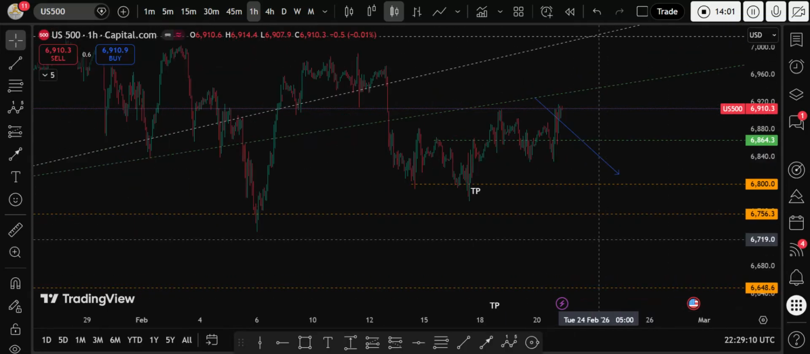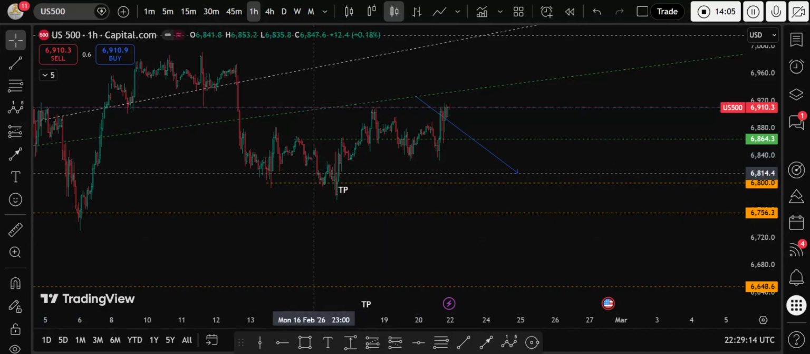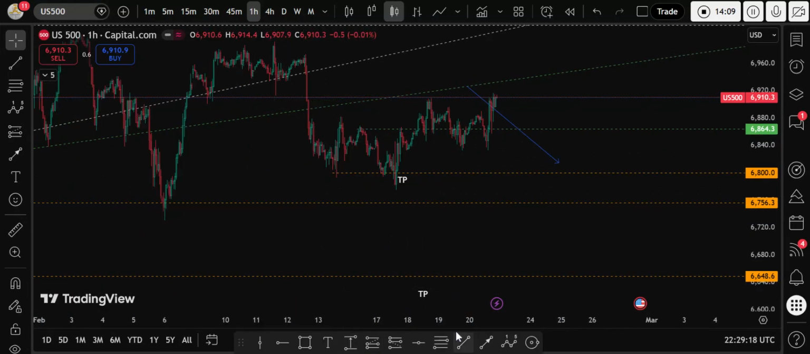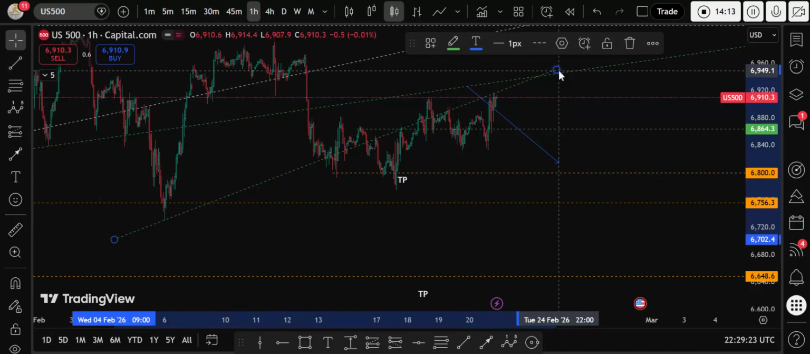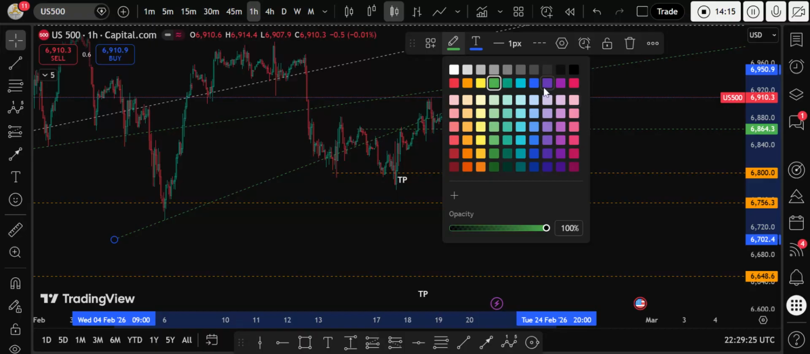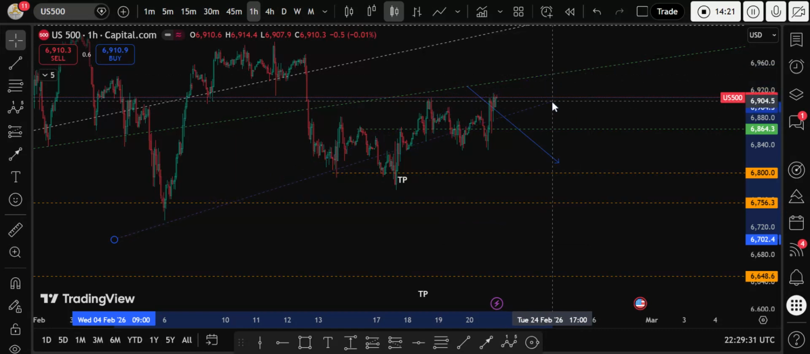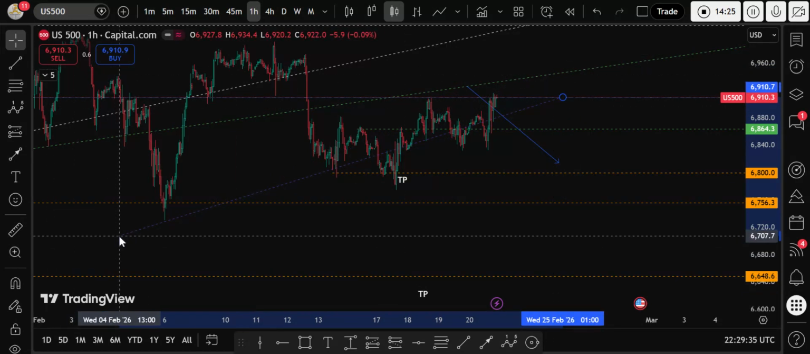Okay. So it's the same structure. Let me just give it a purple trend line. The purple trend line is a trend line that we use for lower time frames apart from the daily. So you can use it on the 1 hour, on the 1 minute, on any time frame.